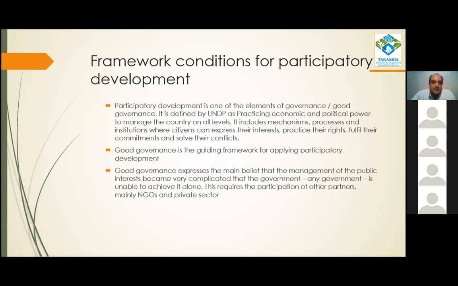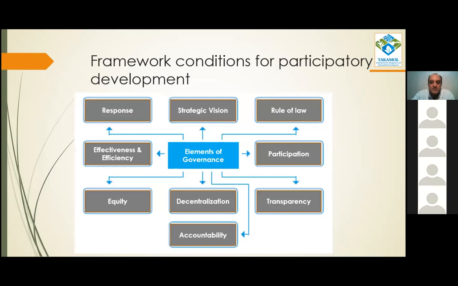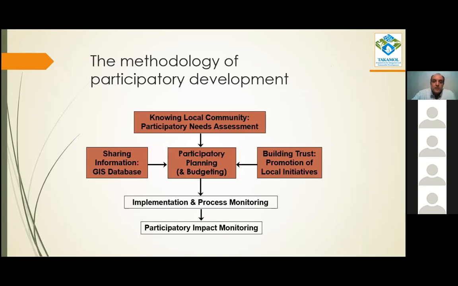So I'll skip this part, but just to let you know that participatory development is one of the elements of good governance, which has 9 elements: strategic vision, rule of law, participation, transparency, decentralization, accountability, equity, effectiveness and efficiency, and responsiveness. So these are the elements of good governance, and it puts the residents as the core, at the heart of the process of development.